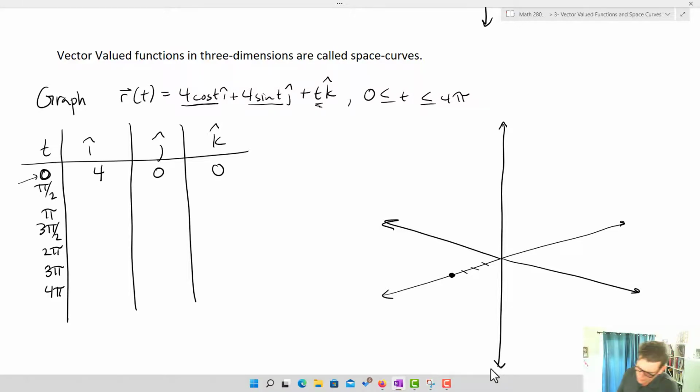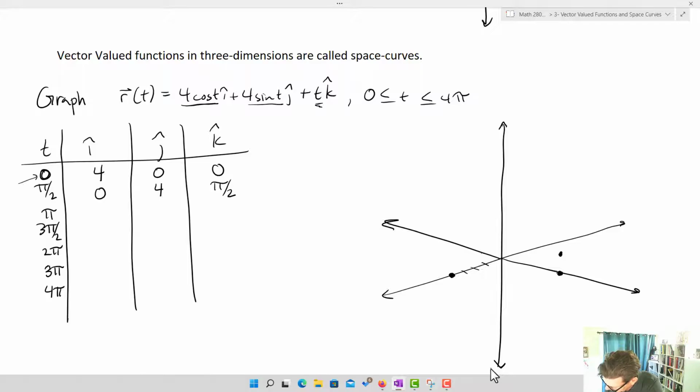So at 4. Now what about pi over 2? With pi over 2, 4 cosine pi over 2 is going to be 0. Then we're going to go to 4, and then my z value is now going to be pi over 2, so it's going to be like 1.7. So what does this mean? Well, on the y-axis I'm at 4, or at (0, 4). So 0 in the x direction, 4 in the y direction, and then we're going to go up like 1.5.